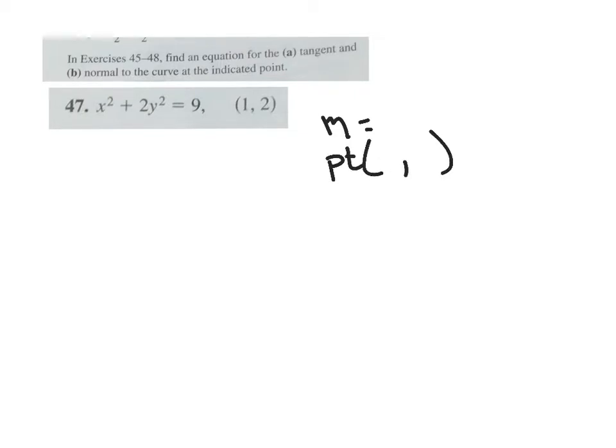Now, in this problem, they give us the point (1, 2), and they give us the equation, from which we can find the slope because slope means derivative, and so we shall do. Okay, so because I have x squared and y squared, I can't solve for y very well. I'm going to have to do so implicitly. So here goes.